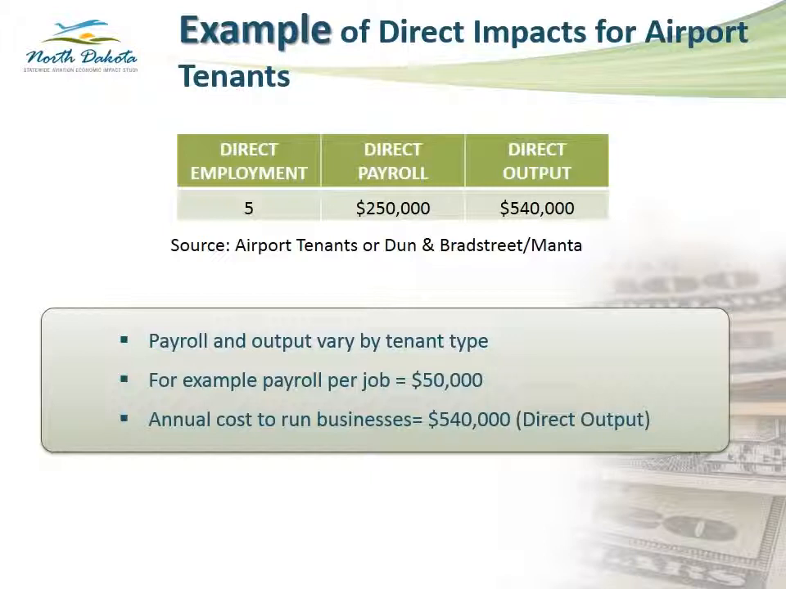One thing that might be of value, if you get questions on direct output for tenants, is that if you have an aerial applicator based at your airport, their cost to do business, buy goods and services, tends to push the direct output number up. Again, in this example, output does not include payroll, nor does it include any investment that may have been made to complete a capital improvement project.